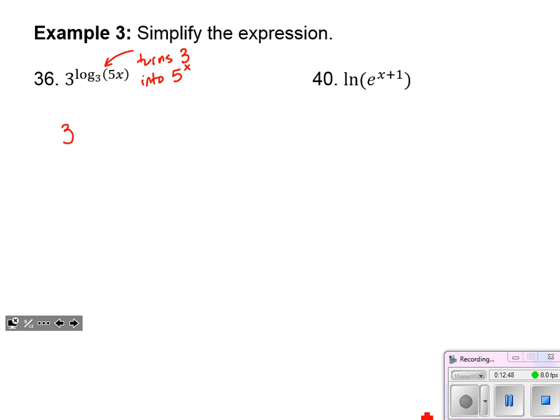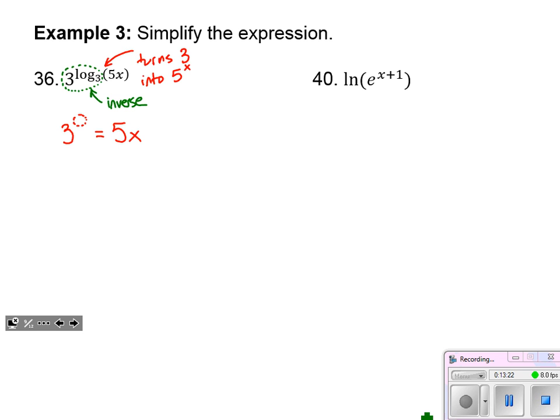So if I have 3 raised to that perfect power, then what's going to come out is the argument, 5x. All right, so what we can take away from this, the pattern that's working, is when I have an exponential base and it's raised to a logarithm with that same base, that's where the inverse works. Okay, if that exponent was log base anything else, we wouldn't get that nice cancellation to happen.